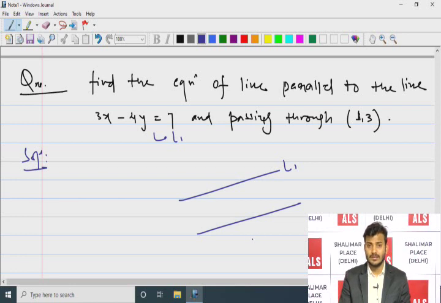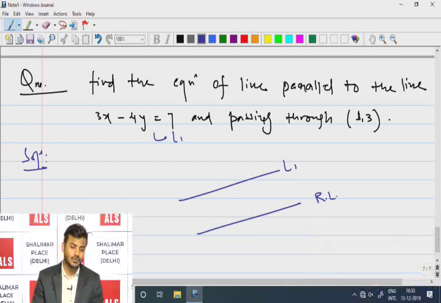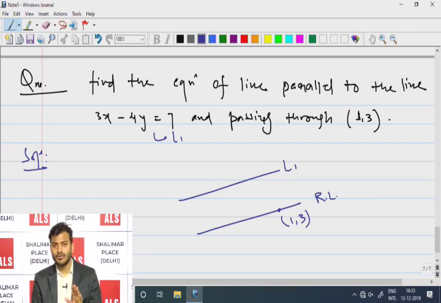This is the required line. So now, what is the characteristic? That they are parallel. Also, this line is passing through 1, 3. So there is some point 1, 3 lying on the required line, right? Now we have one point. Of course, we have the x1, y1 value, which is 1, 3 in this case.